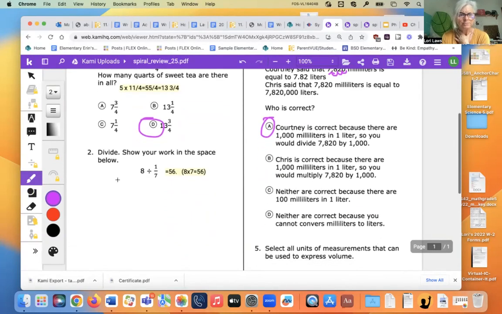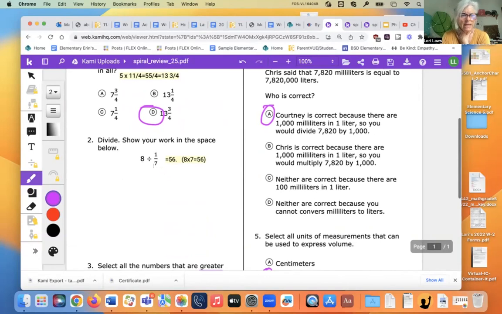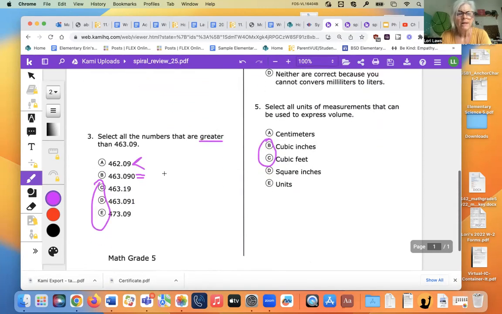Number 2. Show your work here. Dividing 8 divided by 1/7. When we divide, we invert it. So it's like we split each one of those 1/7 into 8, and we do that 7 times. 7 times 8 is 56 pieces. So 8 divided by 1/7, you're going to have 56 little 1/7 pieces there.